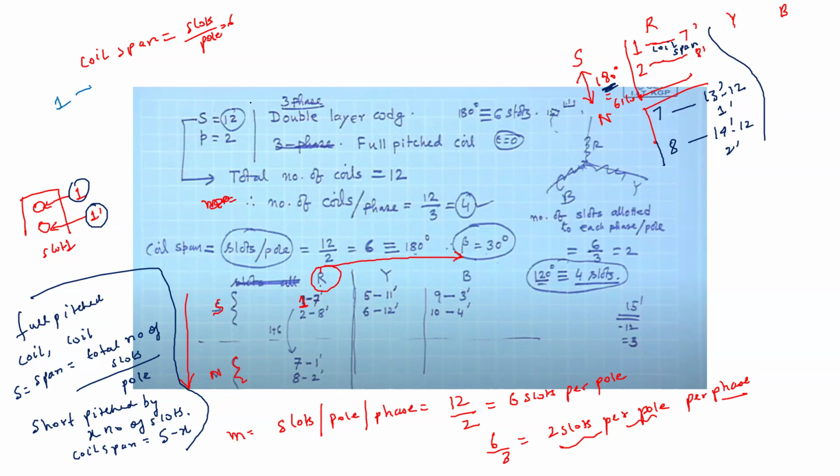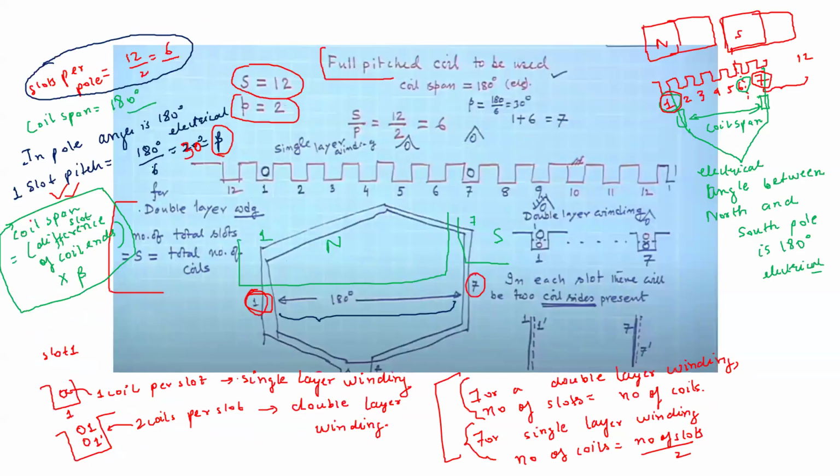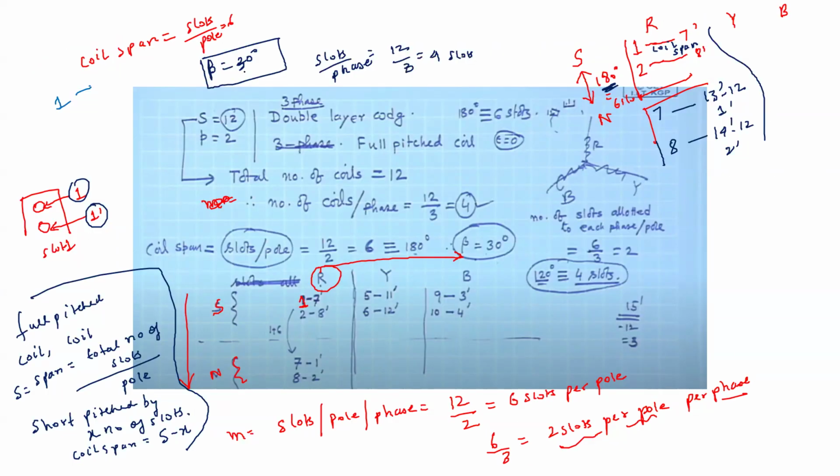So we know that beta is equal to 30 degree, 180 degree by 6, 30. Now, what is the slots per phase? Slots are 12 and phases are 3, so 4 slots per phase. Beta is 30 degrees, so 4 slots.